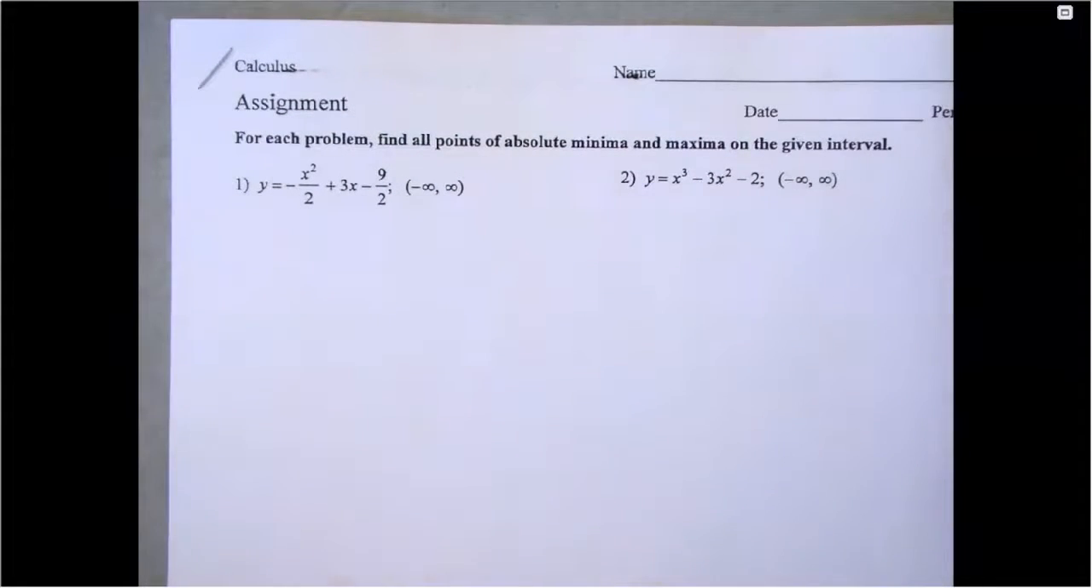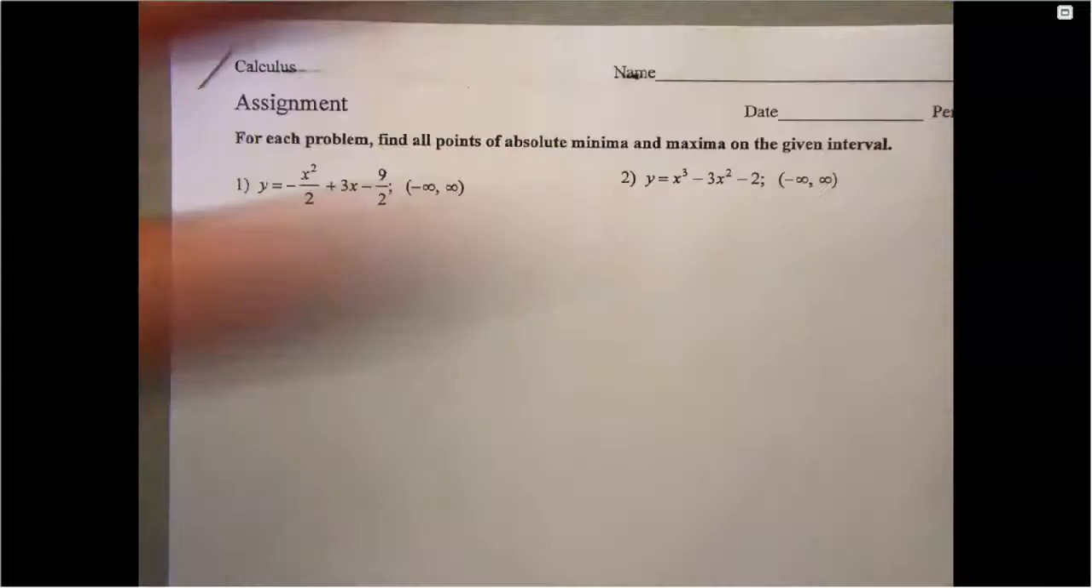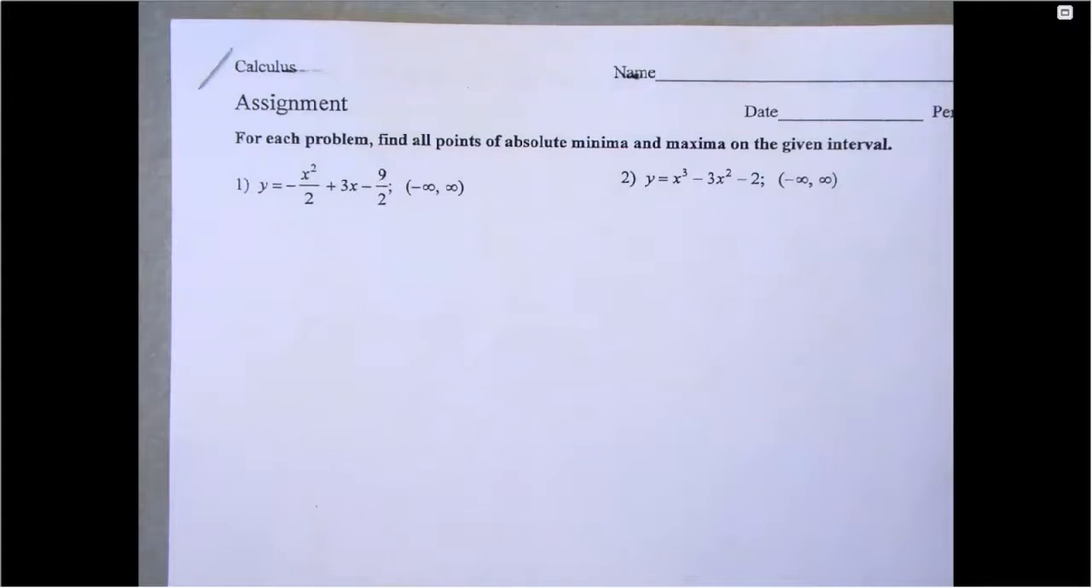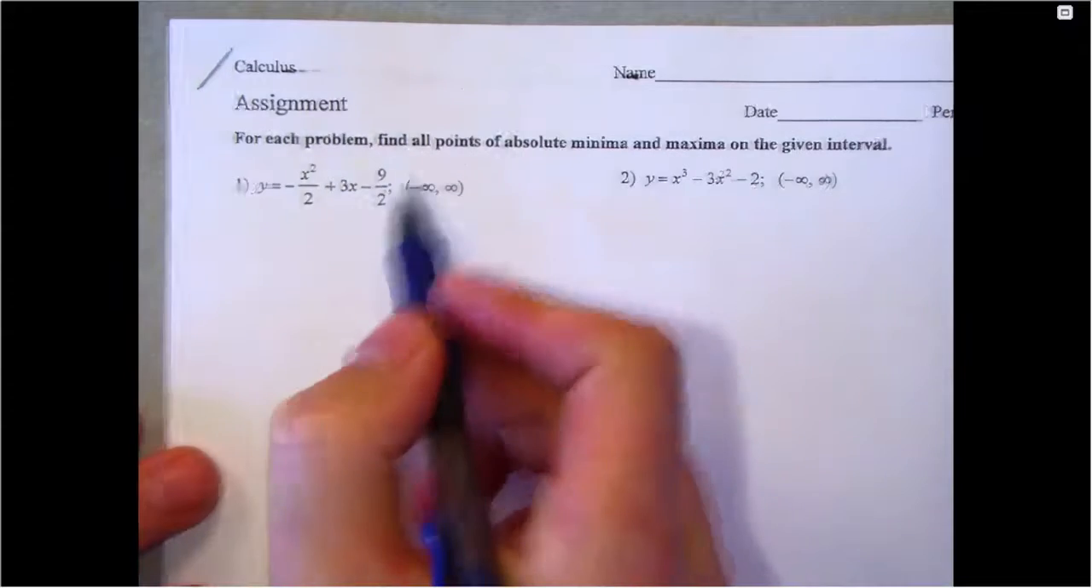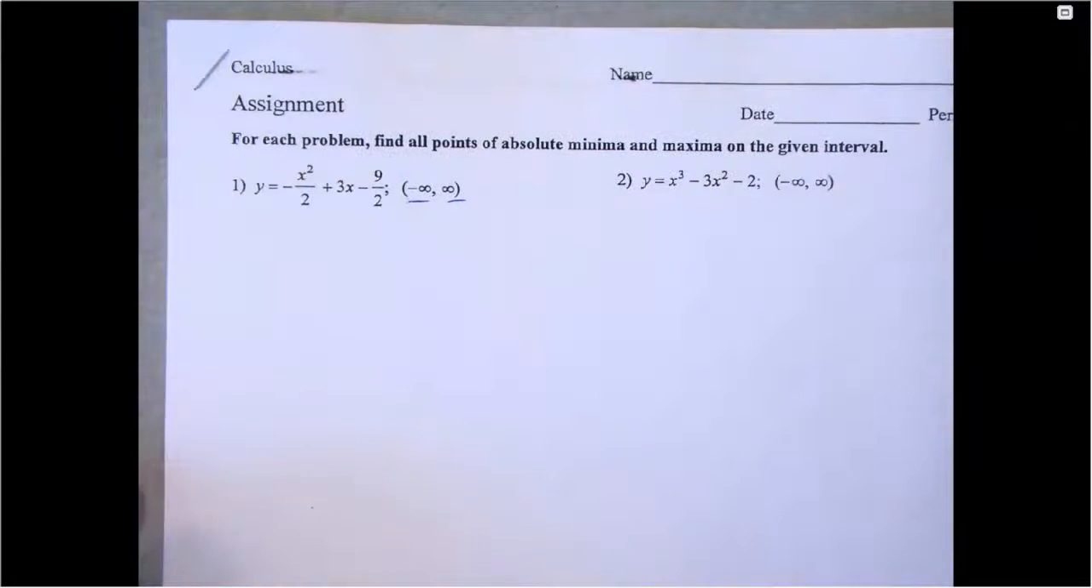So I still want the absolute max and absolute min. And it still happens at endpoints and critical points, but the endpoints in this situation are negative infinity, so it looks a little different. But we're still going to find the critical points first.